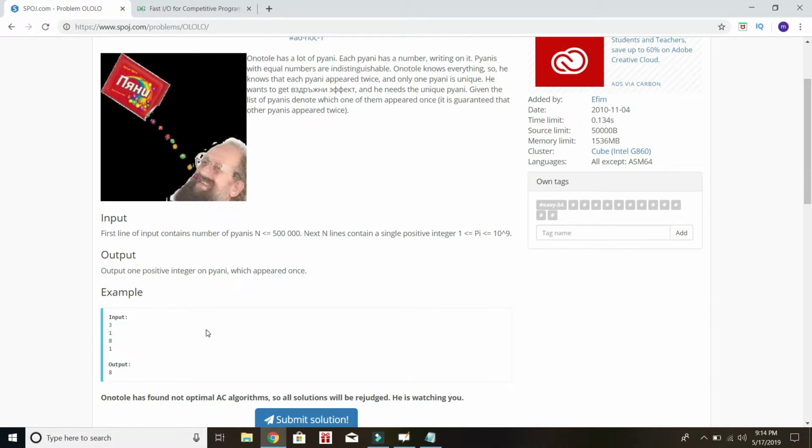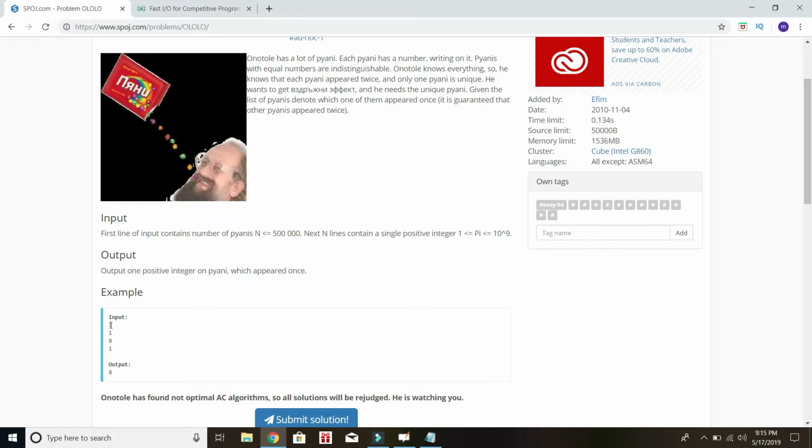In the same way, you will have some n Pyanis, and so you will have some n values, and your code has to find that unique Pyani. There will be only a single unique Pyani. All other Pyanis would occur in pairs, they would have their duplicate.